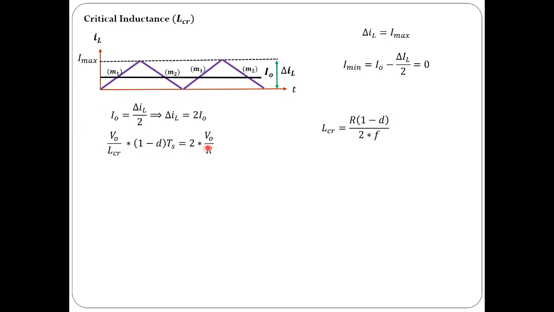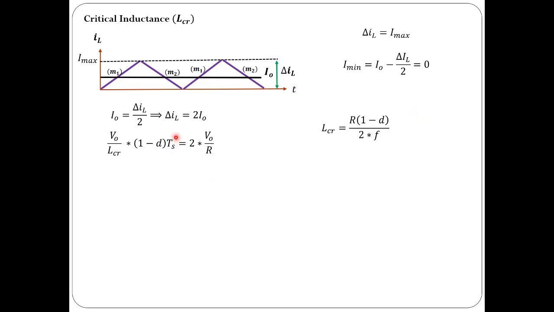So from this formula, if you simplify this further, you would get LCR is equal to R into (1 minus D) by 2 into F. R is the resistance value, D is the duty ratio, and F is the switching frequency. If these are known to you, you can find it out directly.